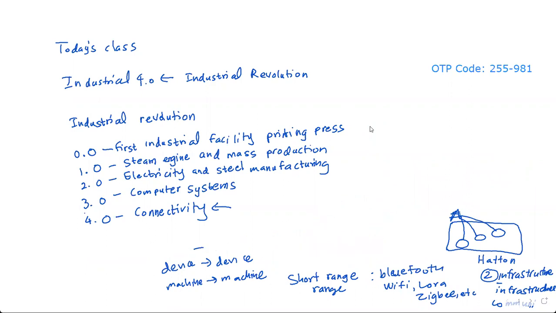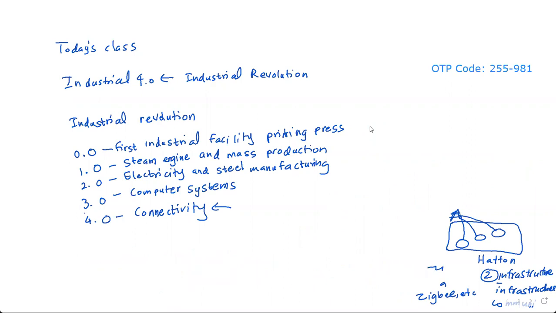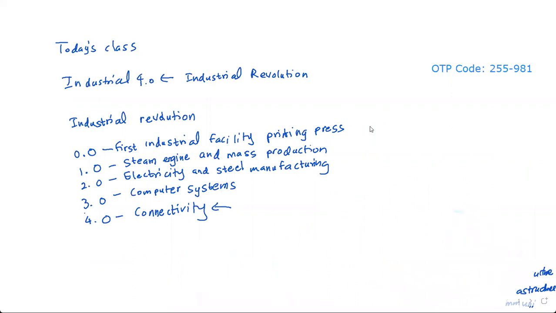So due to adding connectivity to the networks, we have been able to enhance the computer-based industrial systems that were available in Industrial 3.0. Okay, so we were having computer-based systems in Industrial 3.0, but in Industrial 4.0, we have added the connectivity feature, right?